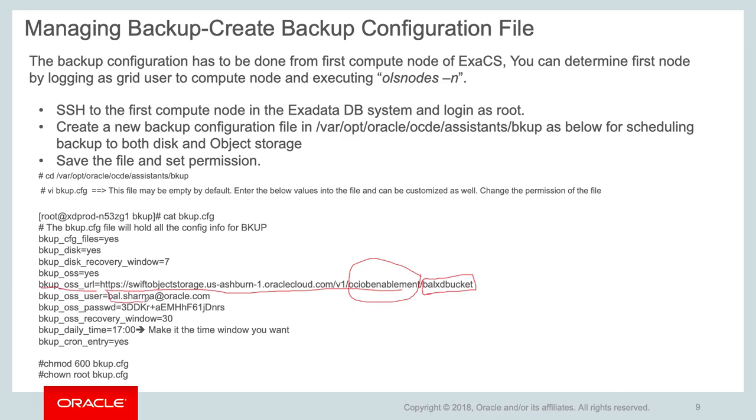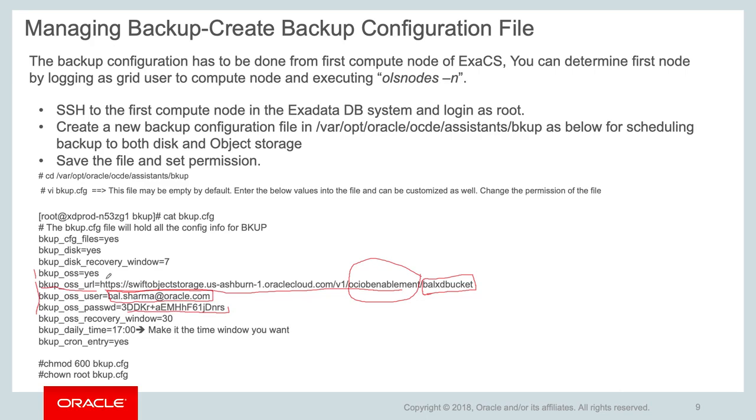In my case, this is my user ID which has access to this particular bucket in my tenancy, and then you have already created an auth token, and in my case the OSS password is nothing but the auth token for your object storage bucket. So these three parameters are related to your cloud backup, and also the fourth one, backup_oss. I want a cloud backup also in my environment.